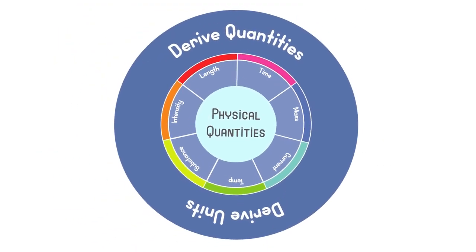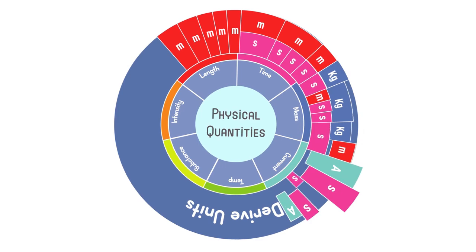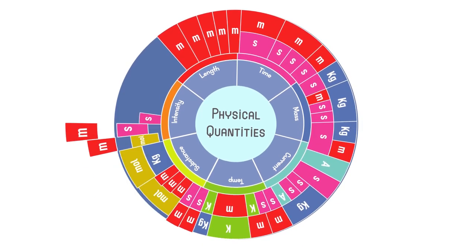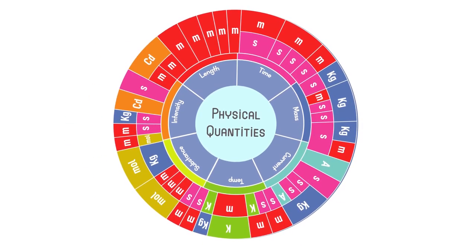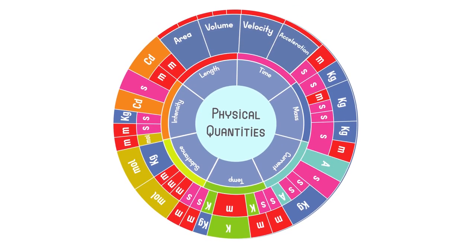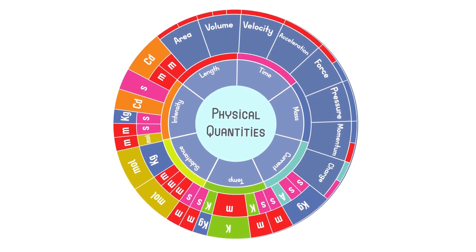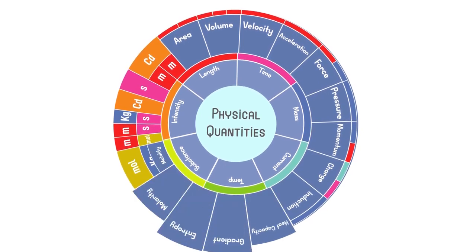Derived quantities. Derived quantities, therefore, are those which are expressed in terms of base quantities. These quantities include area, volume, velocity, acceleration, force, pressure, momentum, electric charge, electric induction, etc.